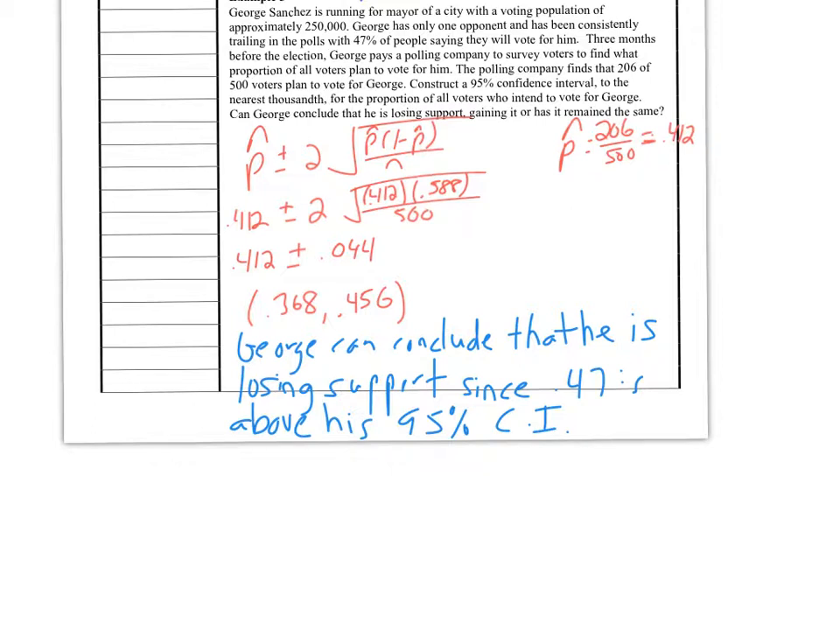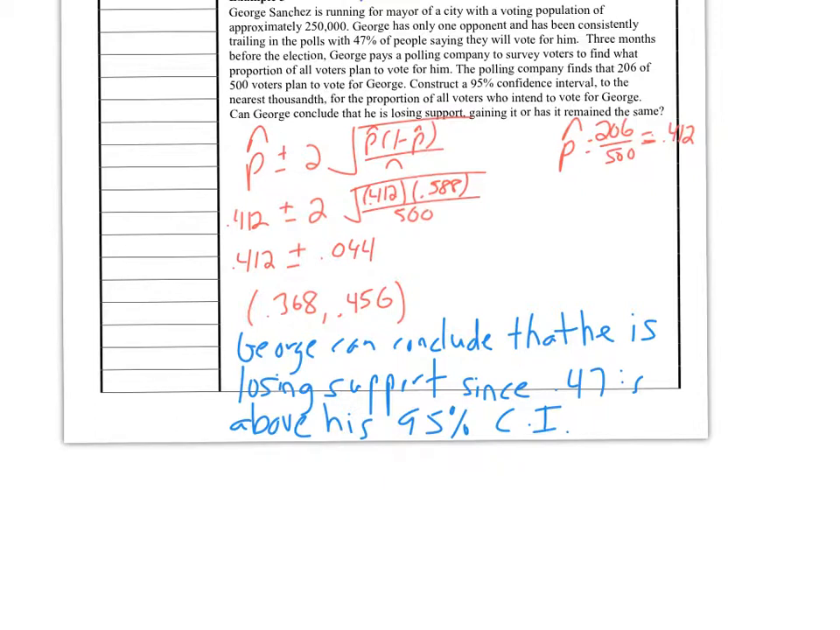So what we're saying is, it used to be 47%, all right? But his new polling numbers say that he is someplace between 36 and 45.6. And unfortunately, 47 is not in there. So what are we going to say? He's losing support. So what would this number have been for him to be gaining support, right?